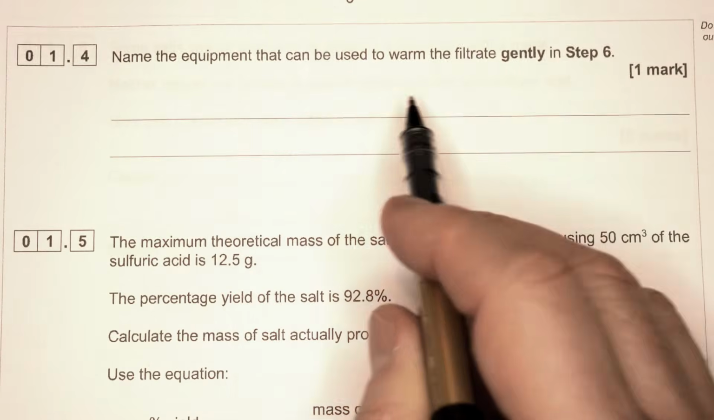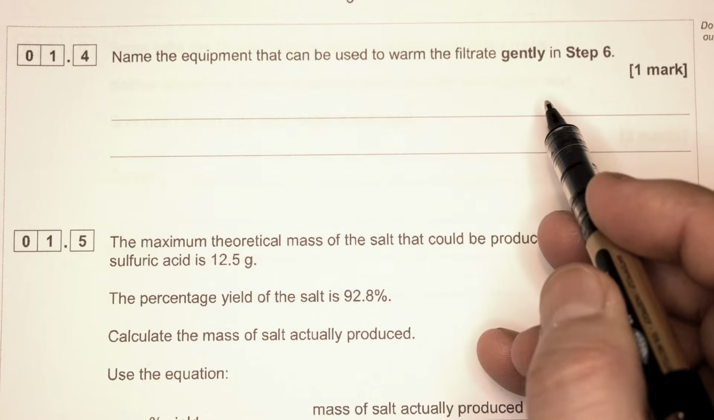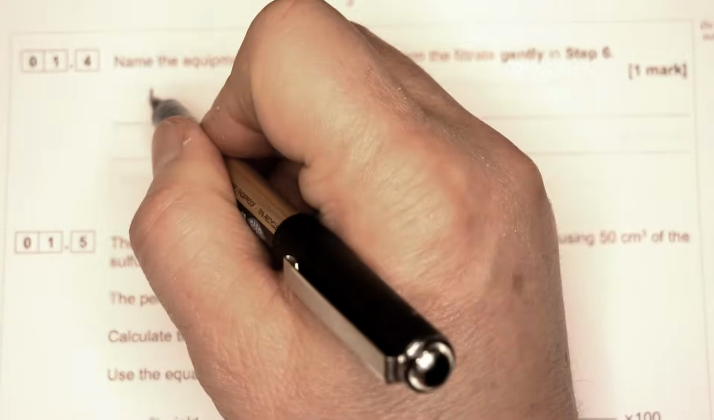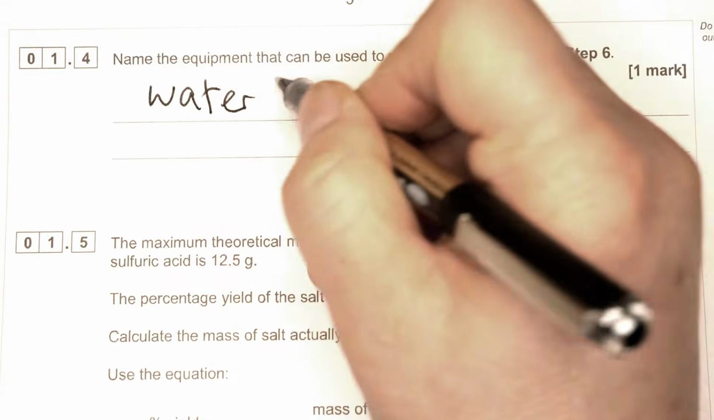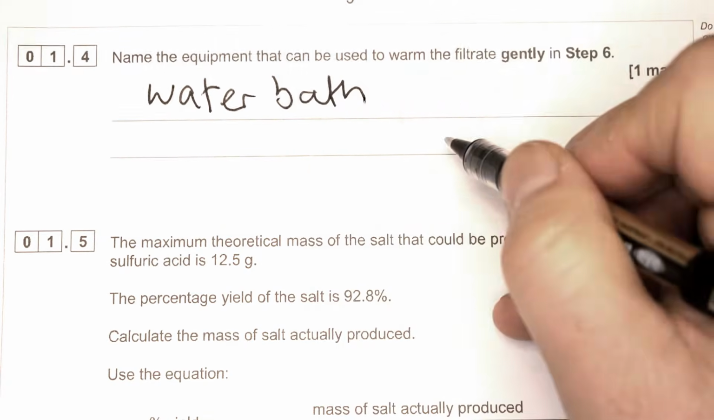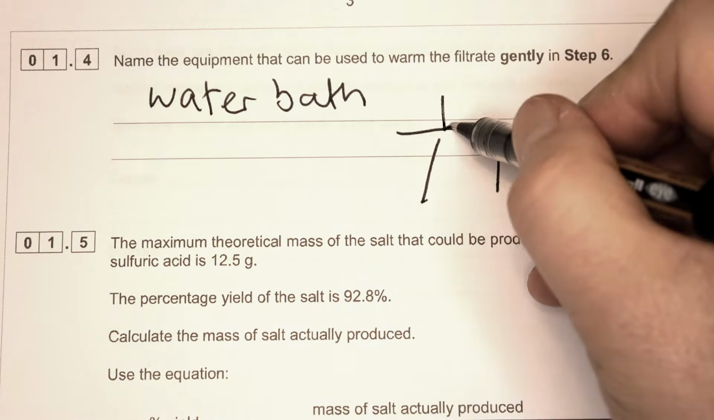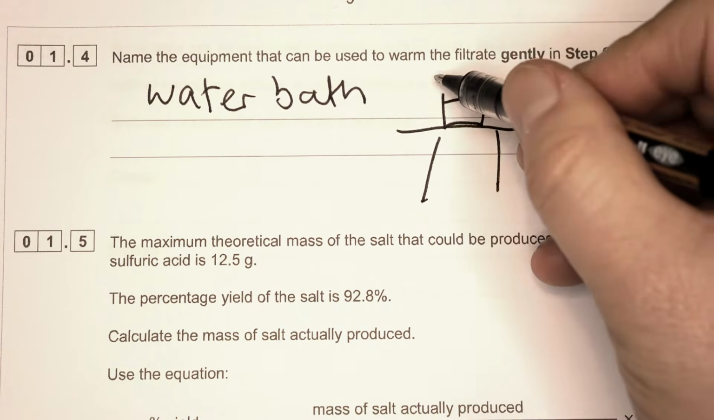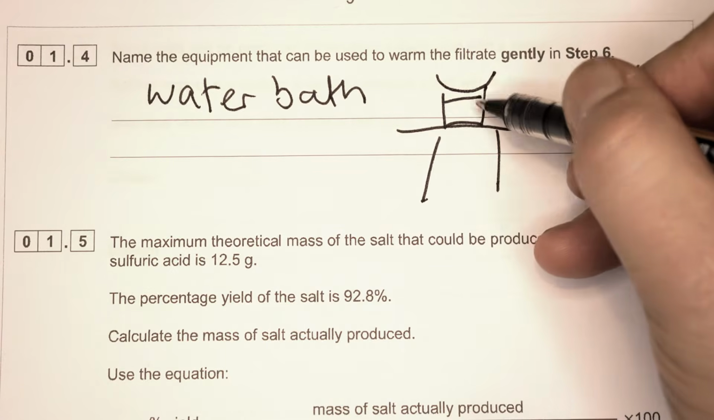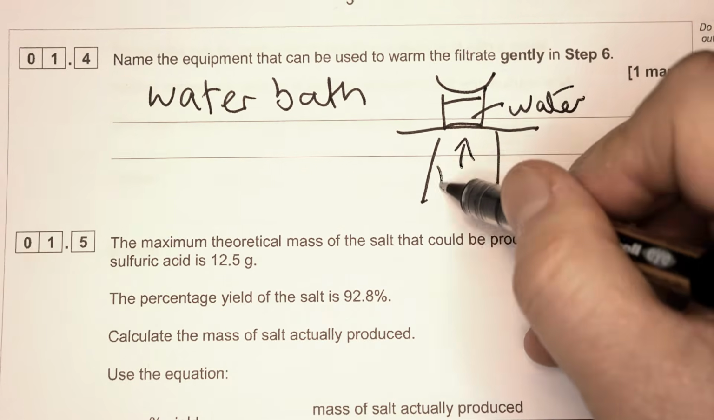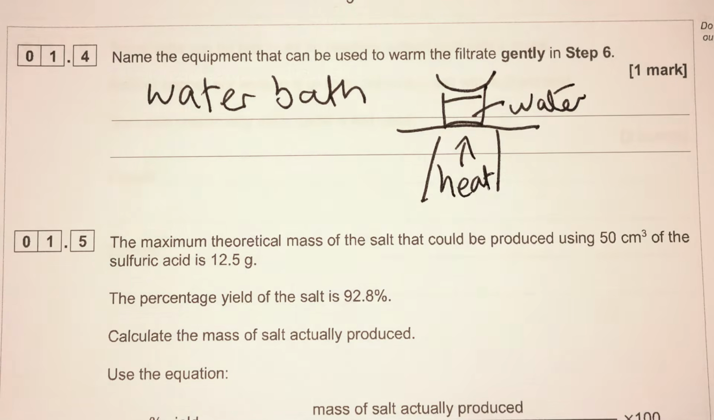Name the equipment that can be used to warm the filtrate gently in step 6. But we don't simply put it on a tripod and gauze. What we use is a water bath. And that could be an electric water bath, or more likely in your science lessons, you'll probably have a tripod and gauze with a beaker of water on top, and then your evaporating dish goes on top of that beaker of water, and that's all we mean by a water bath, and we'd heat that up with a Bunsen burner.